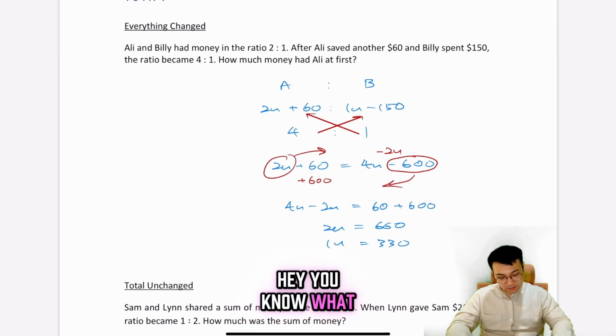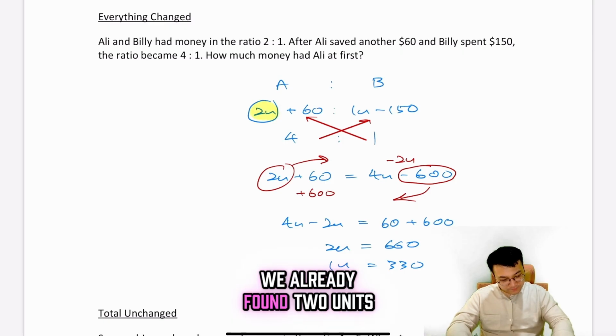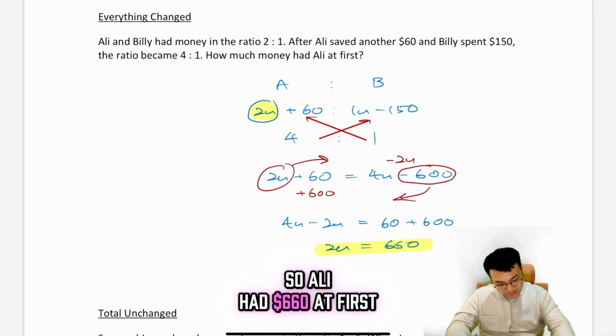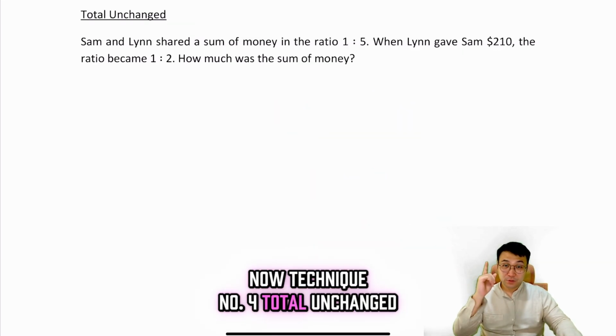Hey, you know what? Ali had 2 units of money at first. Right? We already found 2 units. We don't even need to find 1 unit. So Ali had $660 at first. Now, technique number 4, total unchanged.